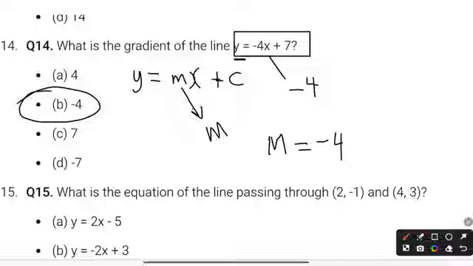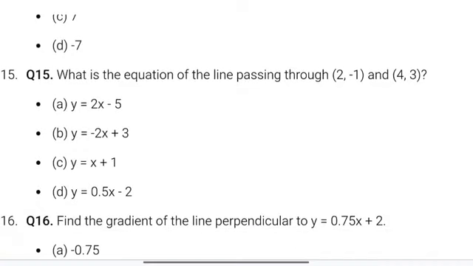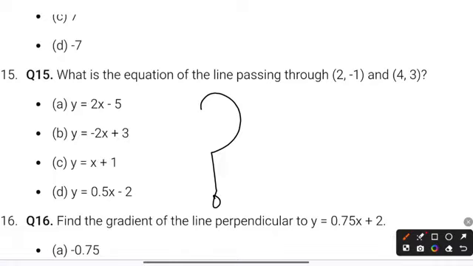Before we go, I have another assignment to give you. Look at number 15: what is the equation of the line passing through? We have done something like this, so I would like you to go and do this yourself. Check my previous video on this. That's where we stop for today.